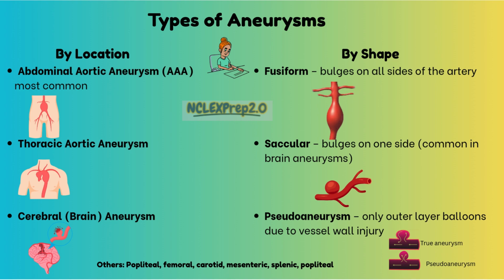And also, they can be classified based on the shape of the aneurysm. Fusiform, as it looks, this fusiform is common, especially in the abdominal and the aortic aneurysms. And then we have the circular aneurysm, which is common with the brain aneurysms.